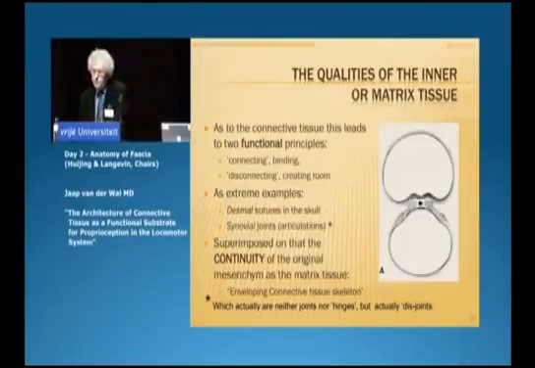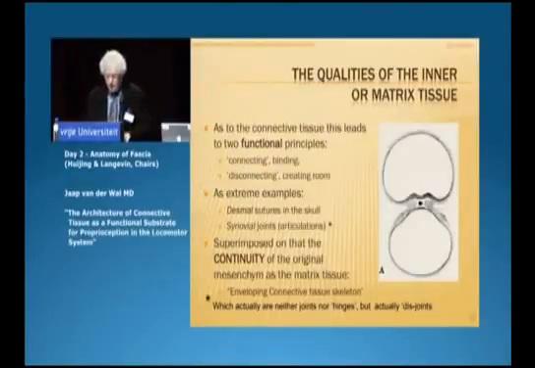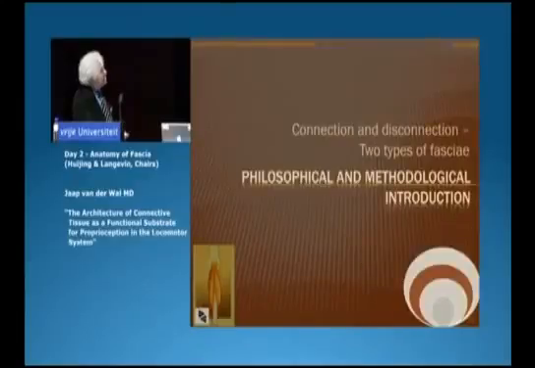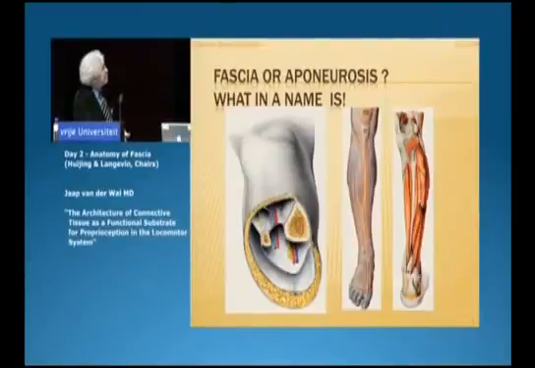They are not passive junctions between the bones, they are active organs of disconnection, and it's one of the functions of connective tissue to disconnect and to enable mobility. That was philosophical. Let's go more into anatomy. Let's go into the facts.